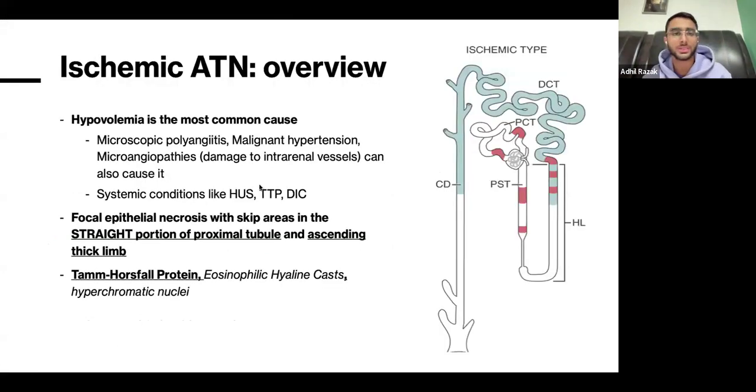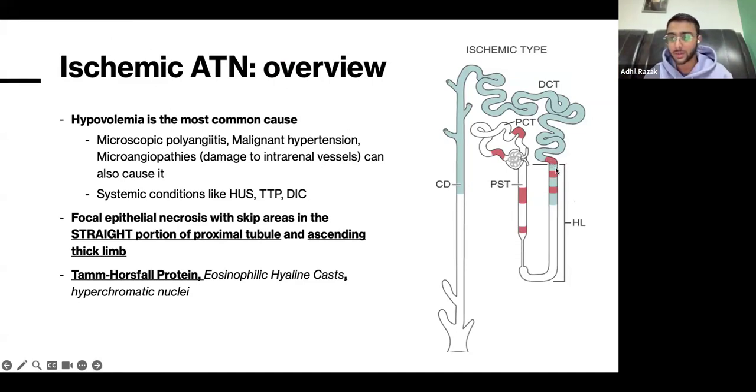So to have a quick overview of ischemic ATN, hypovolemia is the most common cause. It could also be caused by systemic conditions like malignant hypertension, microscopic polyangiitis, even microangiopathies, tiny damages to intrarenal vessels, even hemolytic uremic syndrome, TTP, DIC. These conditions could also lead to ischemic ATN. What's characteristic in this is that there are skip areas. I don't know how they might ask for this in your exam, but it could be something they ask about.